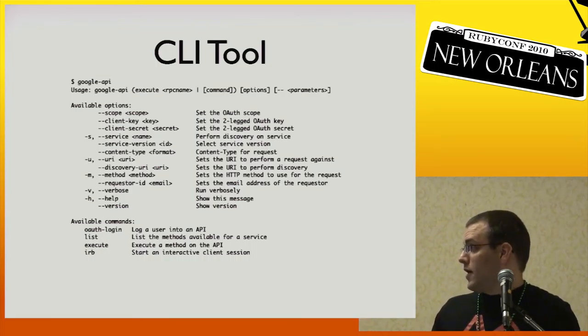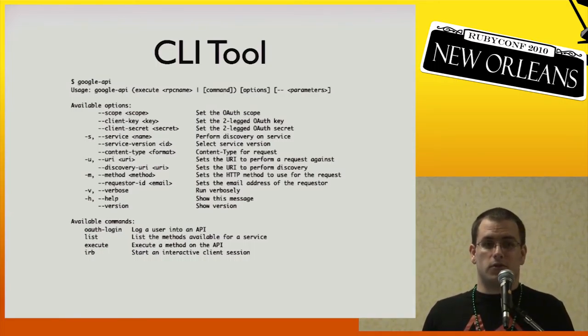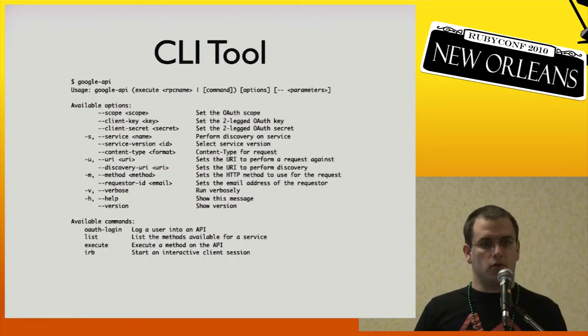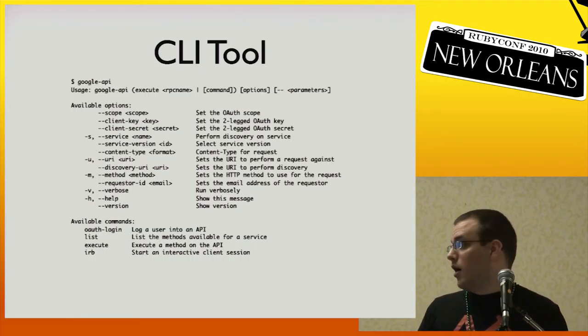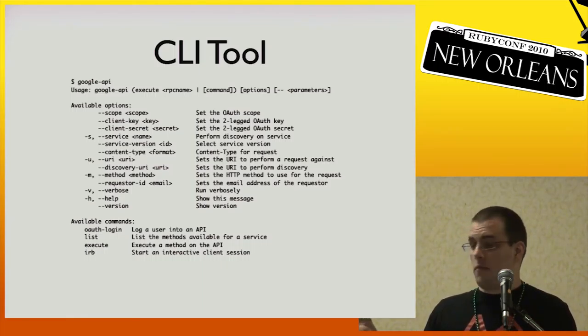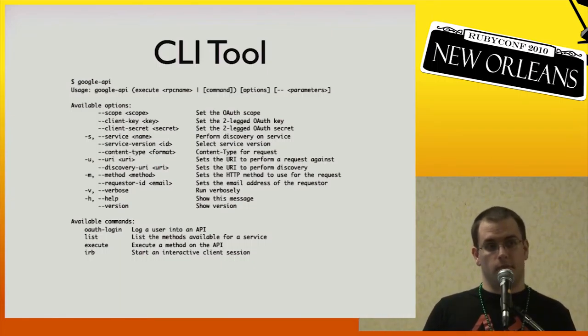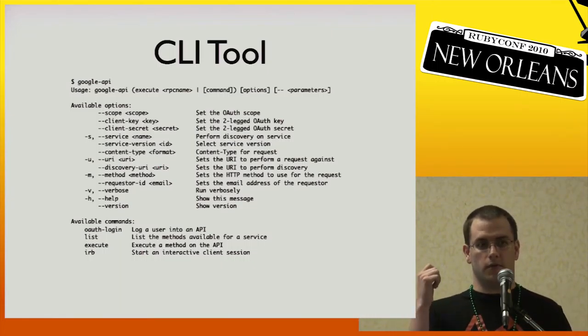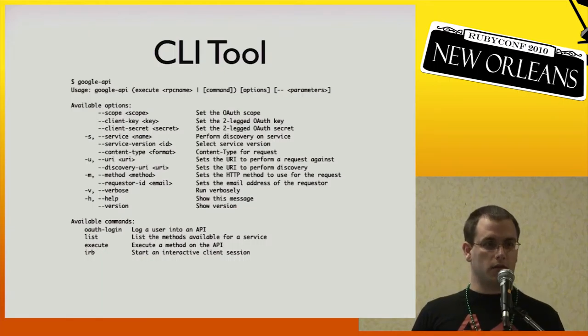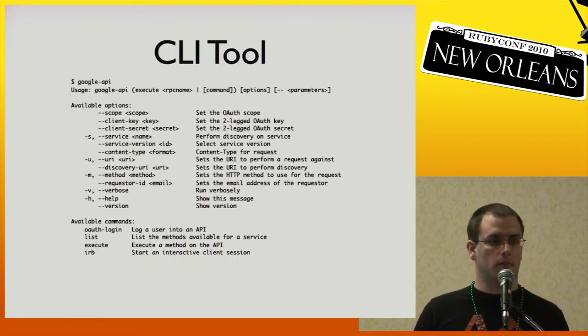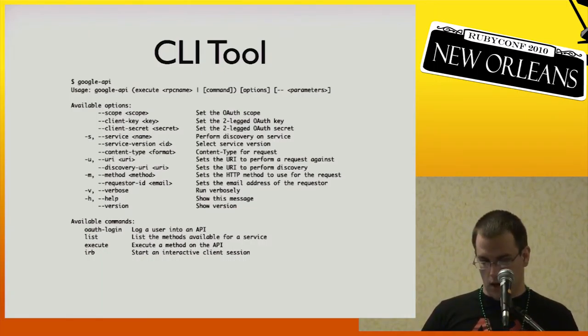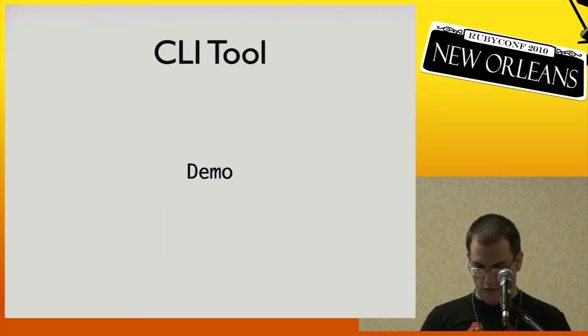And then when you go to write the code, sometimes you just don't really care about the authentication piece. You just want to hack on some code. So we also have an IRB command on the command line tool that boots you up and gives you a reference to a client object that's already had the authentication piece all set up for you. So I'm going to jump into a real quick demo for it.